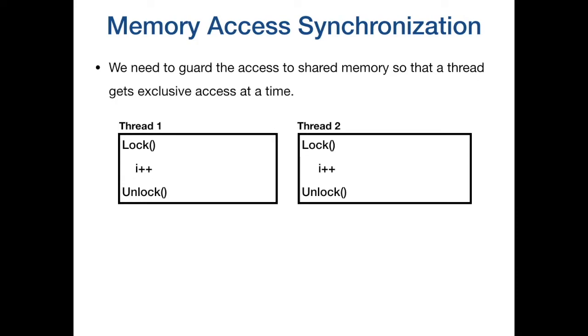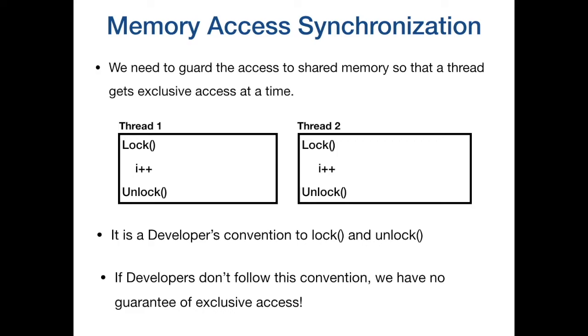We can do this by putting a lock around the increment operation. Putting a lock around the shared memory is a developer's convention. So anytime a developer wants to access the shared memory, they need to acquire the lock. And when they are done, they need to release the lock. If the developer does not follow this convention, then we have no guarantee of exclusive access. And it can always happen that some code sneaks in which does not follow this convention, and we end up hitting a race condition at some time.